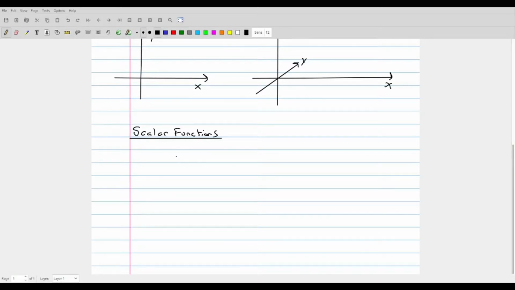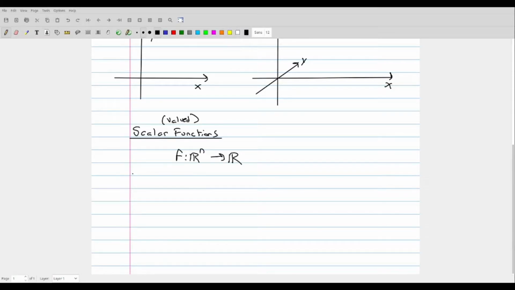So these are going to be mappings from n-dimensional space into R. They're called scalar functions, or sometimes scalar valued functions, because you're taking a point in a multi-dimensional space and you're getting out a point just along the real number line. So you're getting out a value.